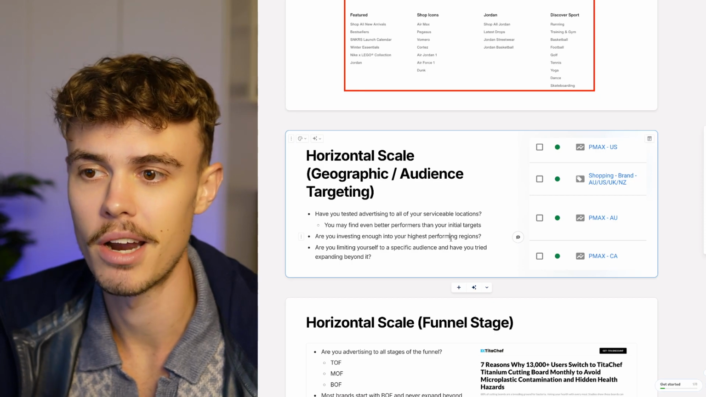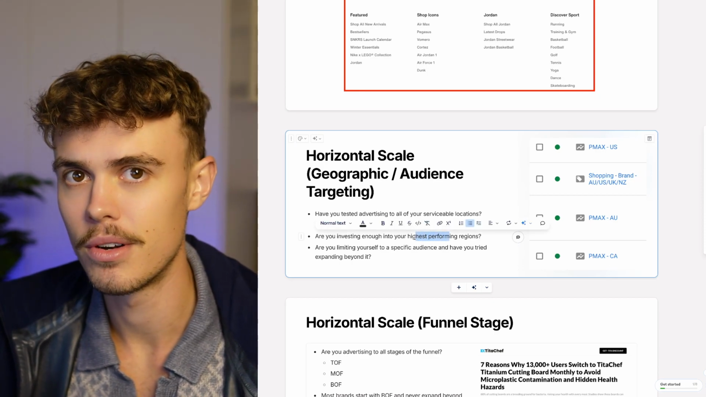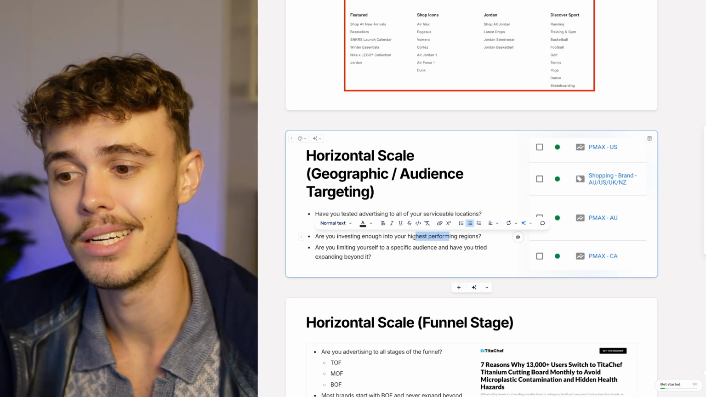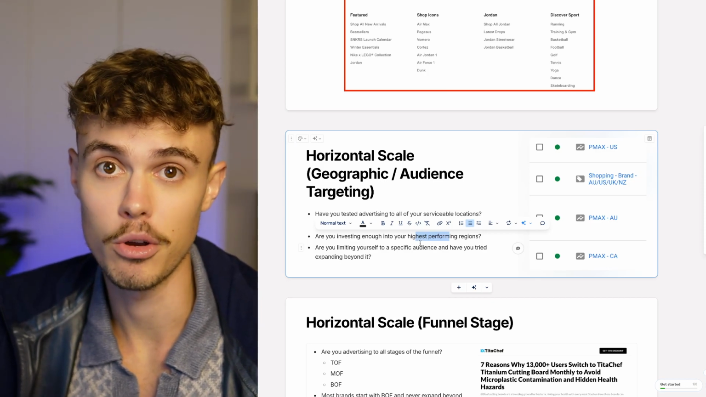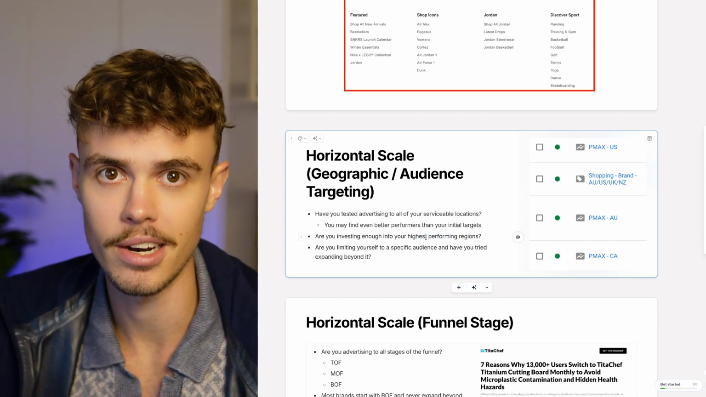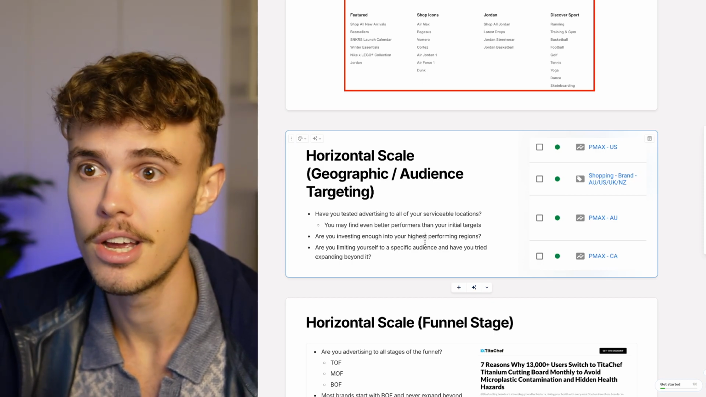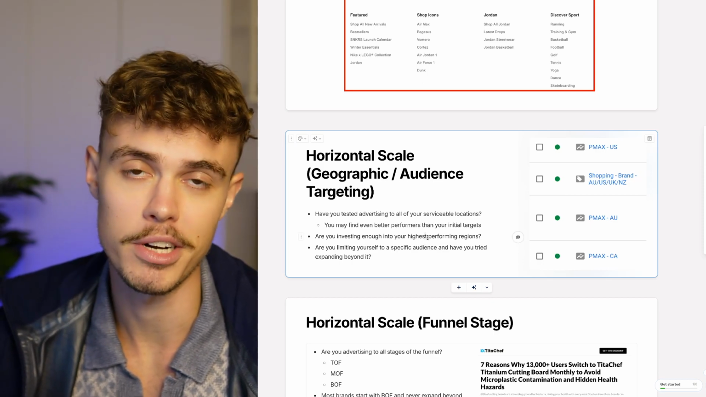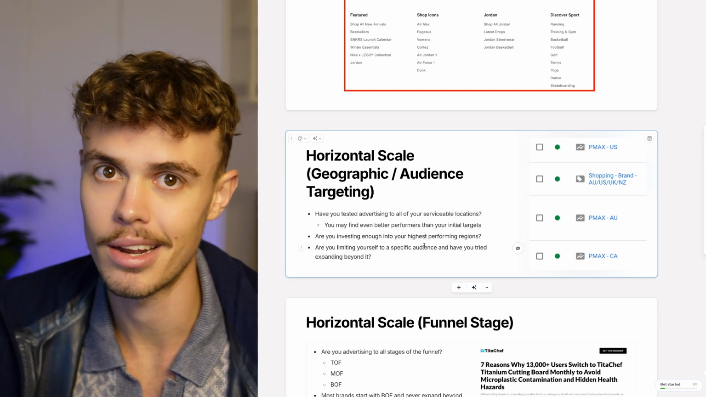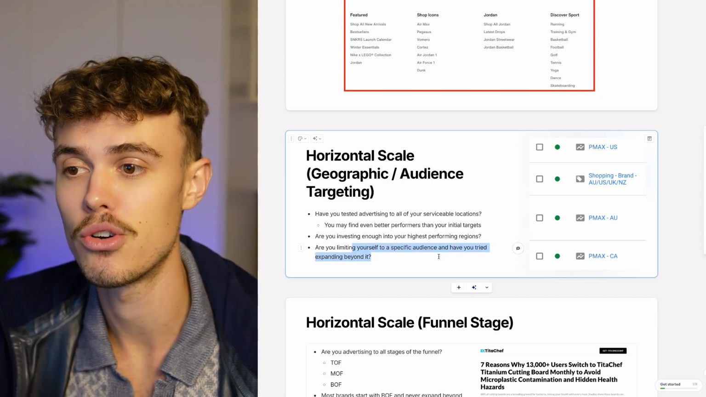And then, are you investing enough in your highest performing regions? So like I said, again, people will often try advertising in other locations, and they get a good performance, but then they just don't put more money into it. So if you're getting a good performance in another region, keep pushing more budget towards it, keep spending more in that region, because you will reach a point eventually where you'll cap out, but you probably aren't hitting that level yet, right? Are you limiting yourself to a specific audience, and have you tried expanding beyond it?